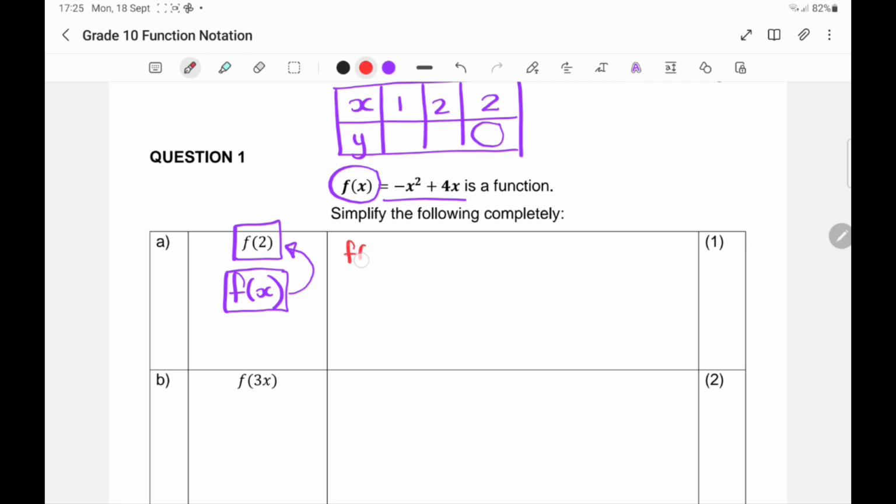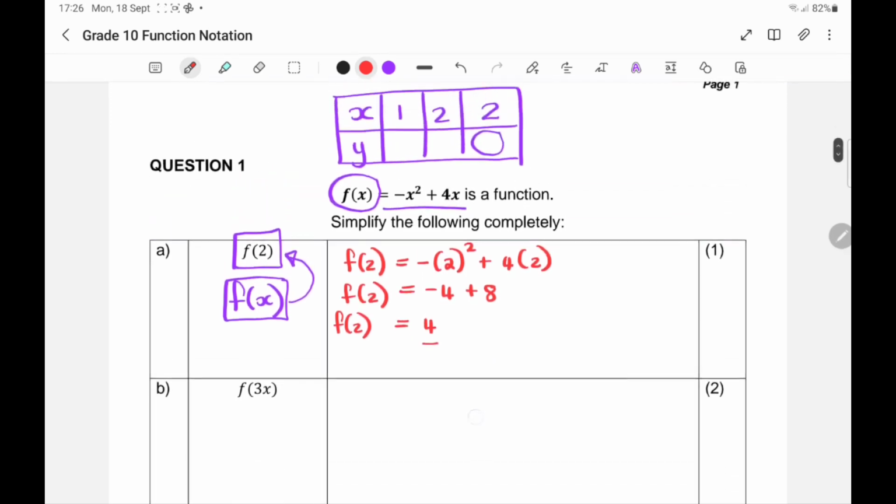So f of 2 is equal to, and everywhere where you see an x, you replace it with a 2. Always please within brackets. So that would be -4 plus 8, and that would give you 4. So f of 2, if you've replaced all the x's with a 2, the corresponding y value would be 4. Hope it makes sense, and it's actually quite easy.